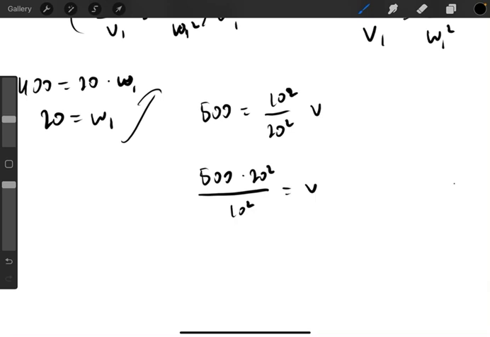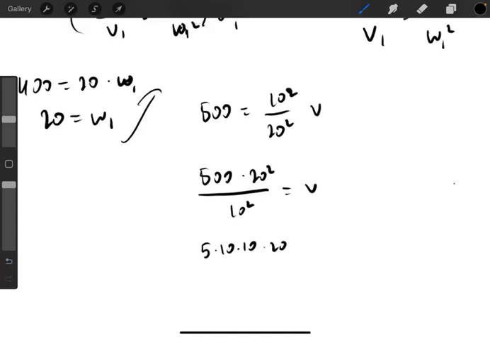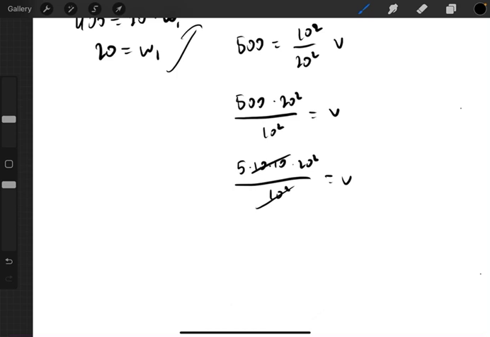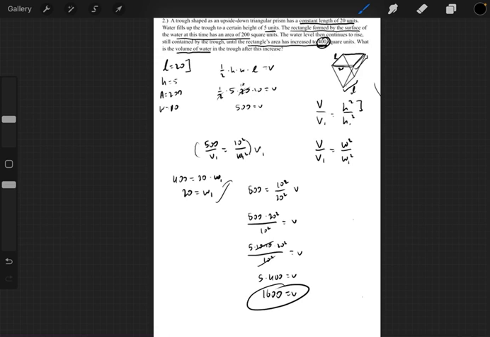Anyway, from there I'm going to do what I love to do and say that this is equal to 5 times 10 times 10, 500, times 2 times 10 times... Actually, that part's unnecessary. We already have the 10 times 10. So times 20 squared. 20 squared is just 400 over 10 squared. These cancel. 400 times 5. That is definitely a number. That is a nice number, actually. So that's how you do that problem.